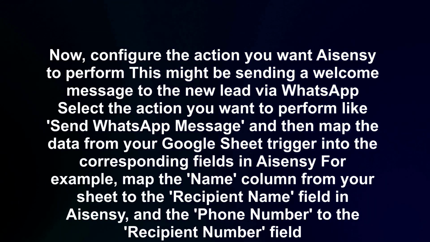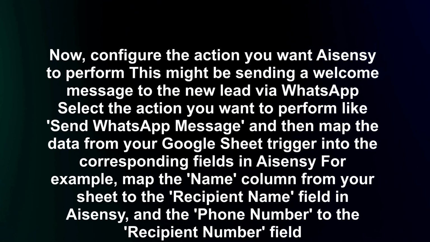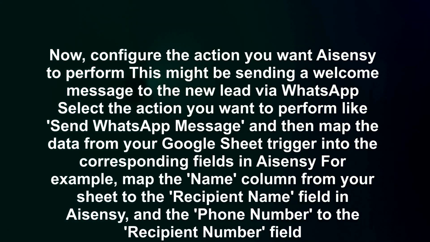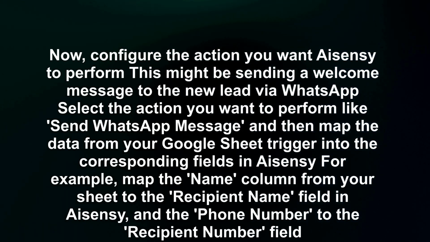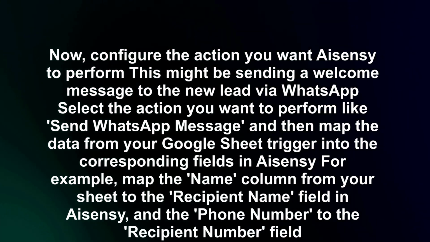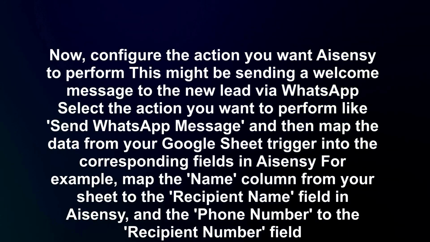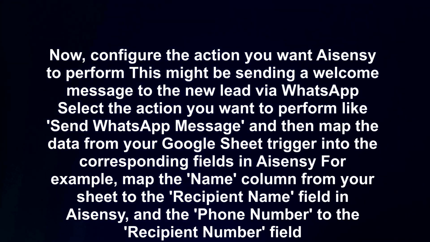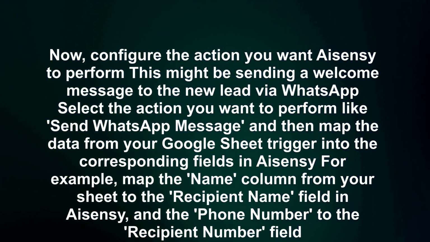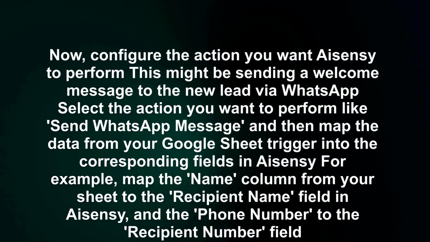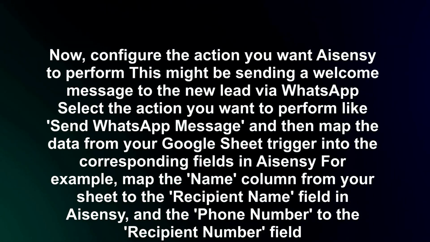Now, configure the action you want Aisensy to perform. This might be sending a welcome message to the new lead via WhatsApp. Select the action you want to perform, like send WhatsApp message, and then map the data from your Google Sheet trigger into the corresponding fields in Aisensy. For example, map the name column from your sheet to the recipient name field in Aisensy, and the phone number to the recipient number field.